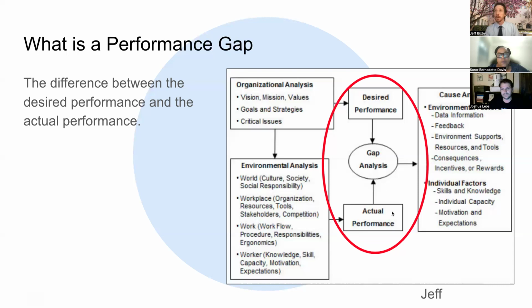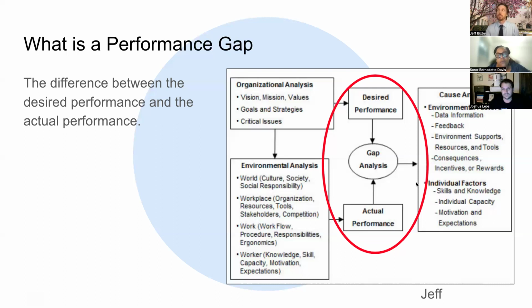And so having a strong vision, mission, values component is important to defining what the desired performance is. But the actual performance is really going to be dictated by a lot of different factors. Everything from what is going on culturally, socially, to literally, do you have a desk, right? Do you have the required resources to do the work? What sort of procedures do you have in place to get the work done? But also from the individual perspective, do you have the knowledge or the capacity to achieve what is expected of you, right?